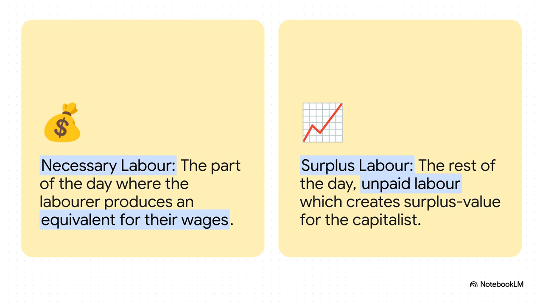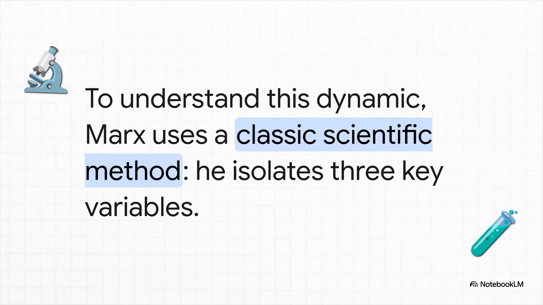And that brings us to what is really the absolute pivot for this whole analysis: the division of the working day. A part of the day is necessary labor. That's the time the worker spends basically earning their own keep. But the rest of the day is surplus labor. This is the unpaid work that creates surplus value for the capitalist. The fundamental conflict, then, is a tug of war over the ratio between these two parts. So the big question is, how does that ratio change?